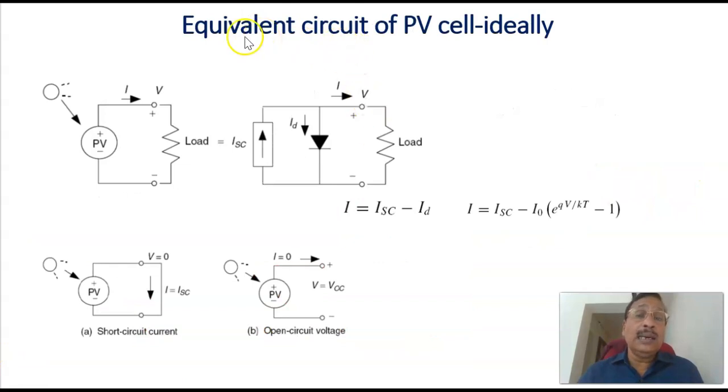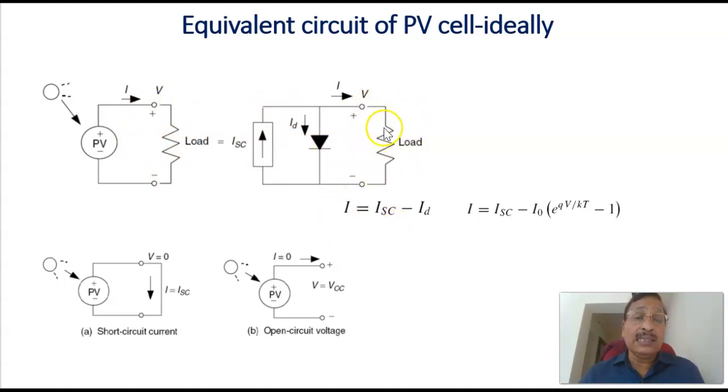If you look at the ideal equivalent circuit of a photovoltaic cell, solar energy falls on it, so it acts as a current source, called the short circuit current ISC. The equivalent circuit of a PV cell is a current source in parallel with a diode. This is the ideal equivalent circuit, and the load is connected across it.